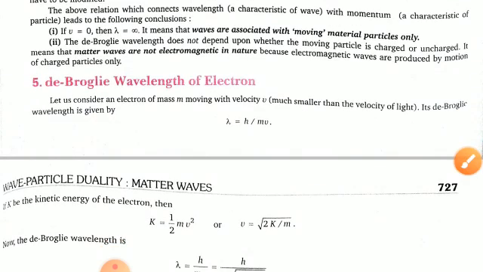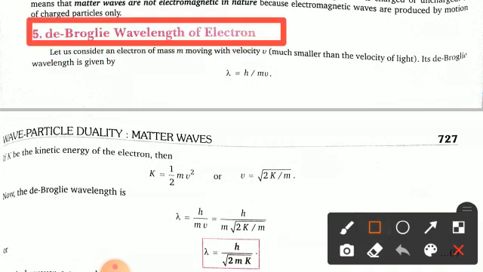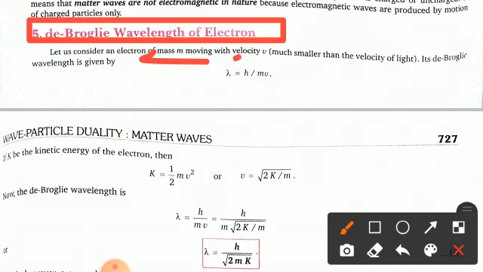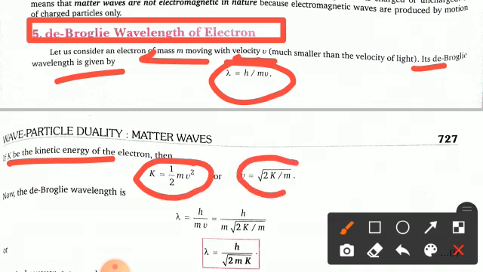Now here you can see the de Broglie wavelength for electrons. What is the de Broglie wavelength for electrons? Let us consider an electron of mass m moving with a velocity v, much smaller than the velocity of light. Its de Broglie wavelength is given by λ = h/mv. If K is the kinetic energy of the electron, then K = ½mv², or you can also write v = √(2K/m).